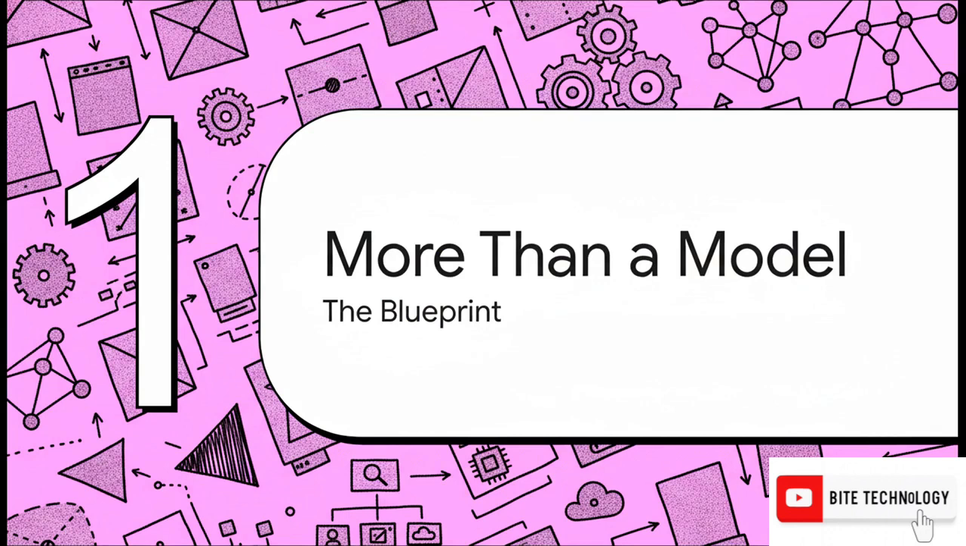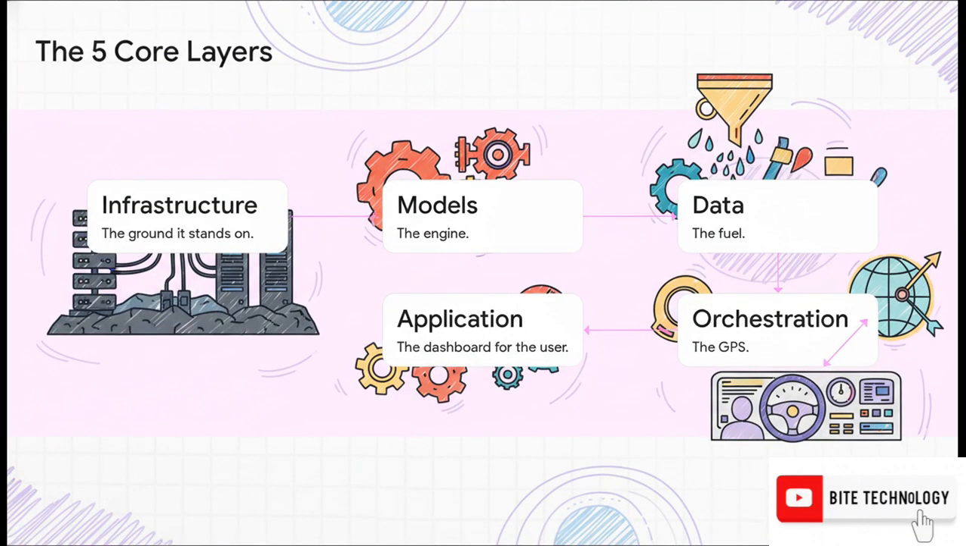Okay, first up, more than a model. Let's take a look at the full blueprint for our intelligent system. Pretty much every powerful AI system is built on these 5 core layers. You've got the infrastructure, that's the ground it all stands on. The models, that's the engine. The data, that's the fuel. Then orchestration, think of it like the GPS telling it where to go. And finally, the application. That's the dashboard the user actually sees.